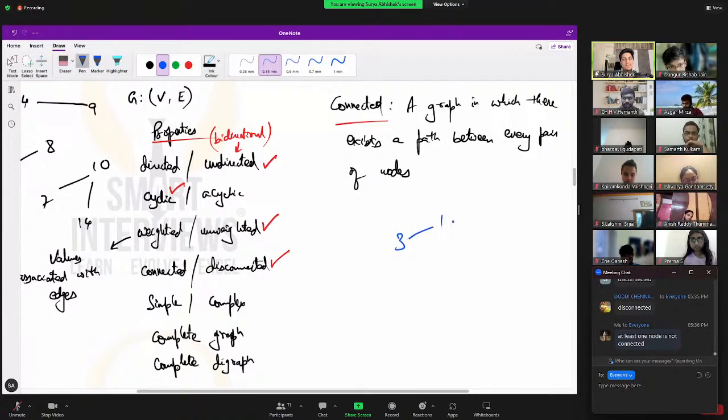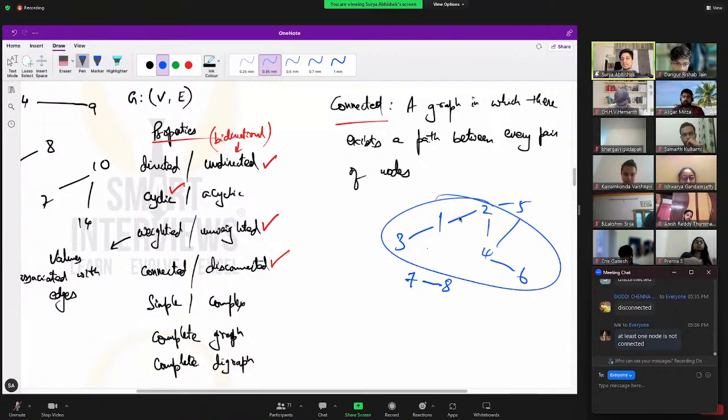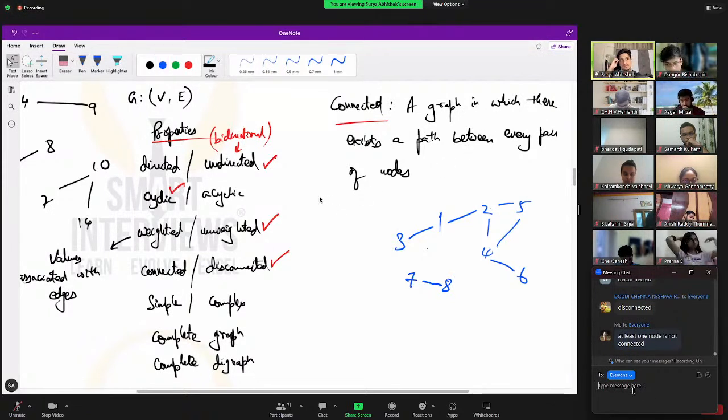So if I have a graph like this, 3, 1, 2, 4, 5, 6, this is a connected graph. I can start at any node and I can reach any node. There is a path to all the other nodes. But if I have another set of nodes like this, 7 and 8, now that is not a connected graph. It is a disconnected graph because I cannot reach 7 or 8 from any of these nodes. So this is a connected graph.